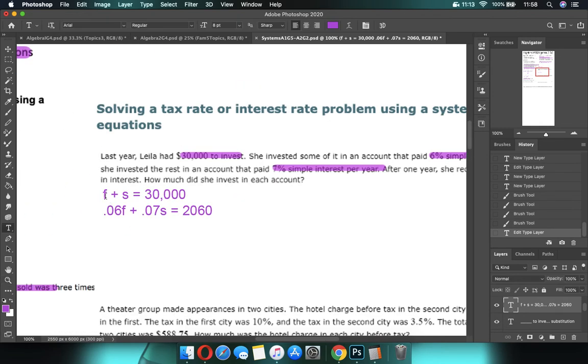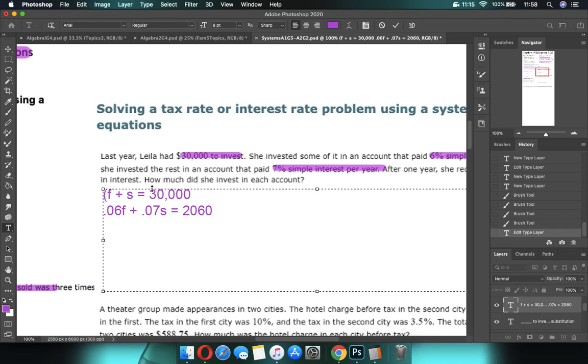The question now becomes, how do we actually solve this? Since this is elimination, I get to go eeny, meeny, miny, mo. What am I going to get rid of? Do I want to get rid of the 6, or do I want to get rid of the 7? It doesn't actually matter what you choose. I'll choose the 0.06 just because I don't like handling negatives, so I'm going to multiply everything by negative 0.06.